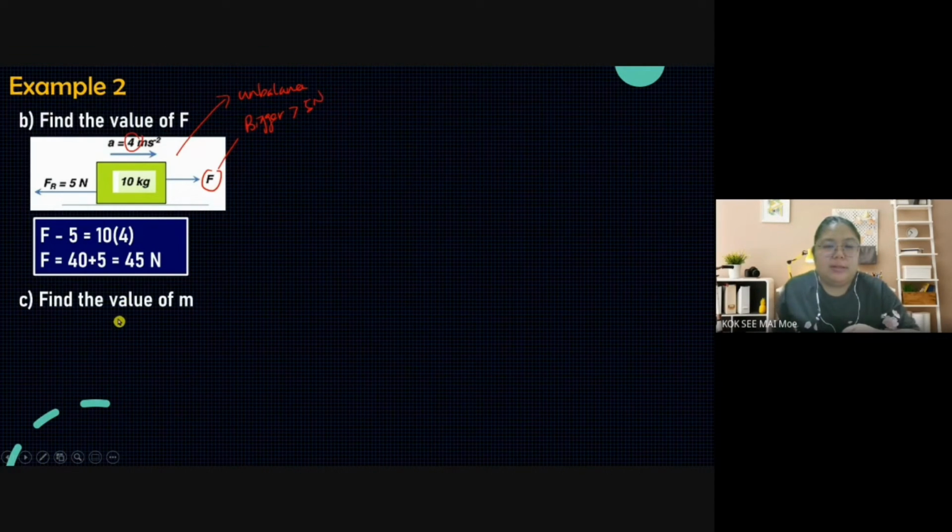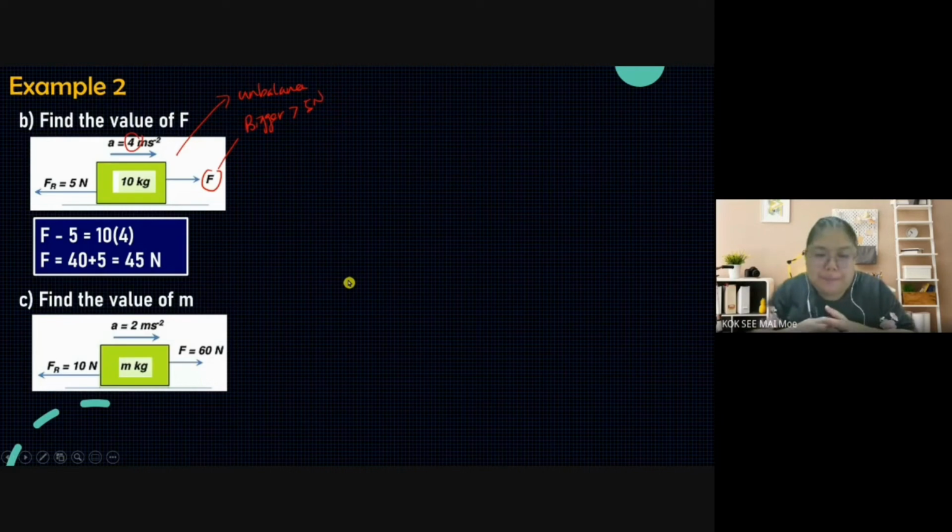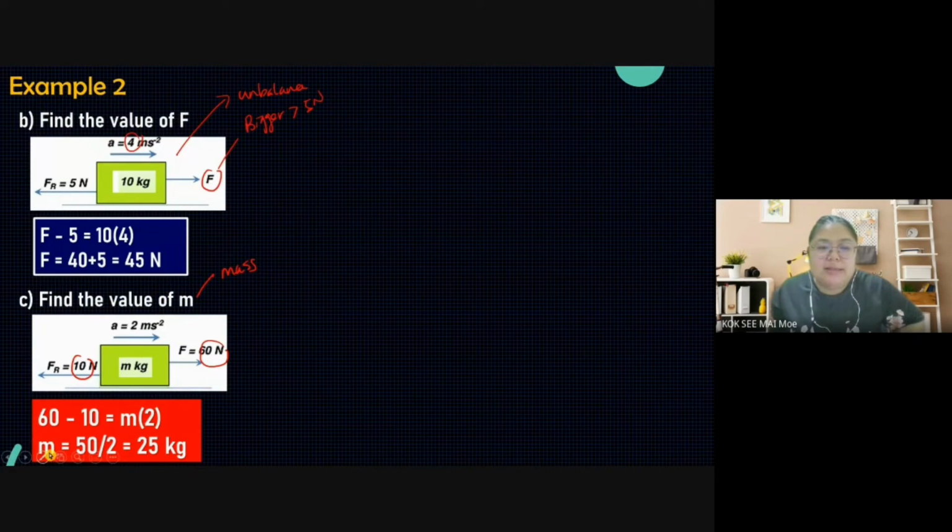Okay, then we go to this one, C. Find the value of the M. Okay, M is what? Find the value of the mass. This one is the mass. Okay, we don't know the mass of the object, but I know they pull with 60 Newton. This one is the friction. Then I have the acceleration. So sure they follow the direction of the box, going to the right-hand side, following the force. So we just apply 60 minus 10 equals the mass times 2 acceleration. So 50 over 2, I get 25 kilograms.